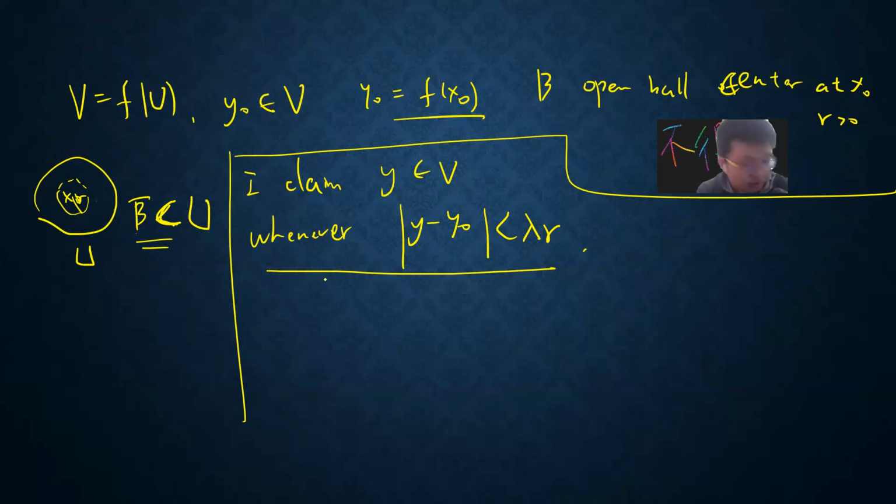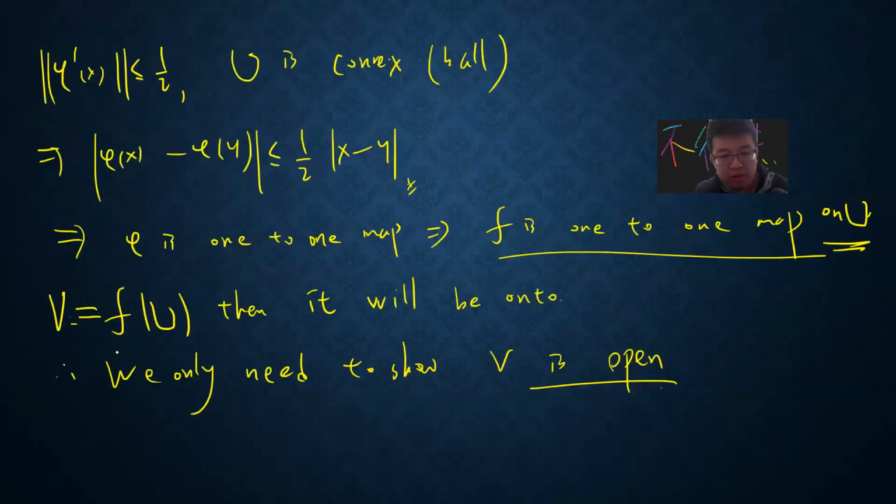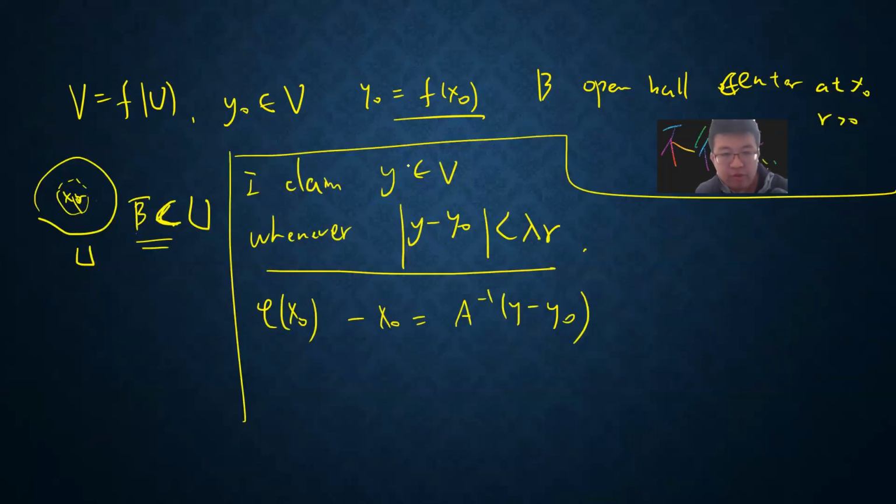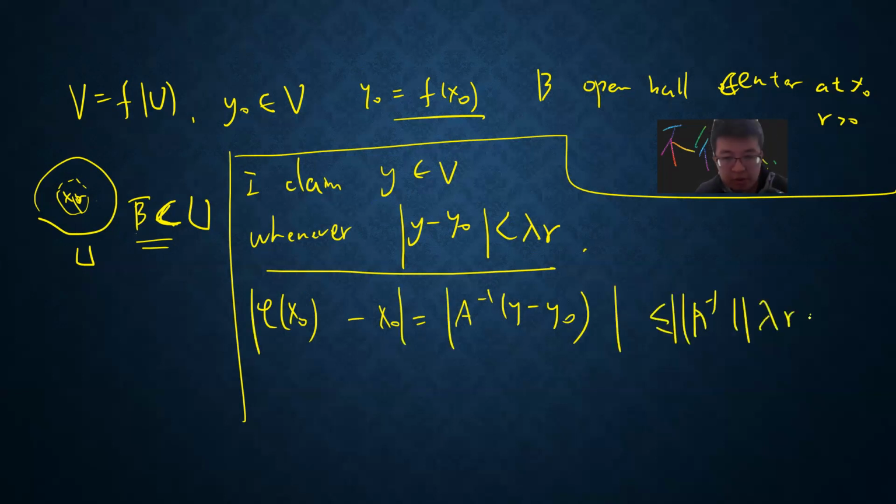So let's prove this. Phi of x0 minus x0 is the inverse applied to y minus y0. Remember that you put in x0, f of x0, and you get y0. Now you take a norm, which gives lambda r divided by 2.